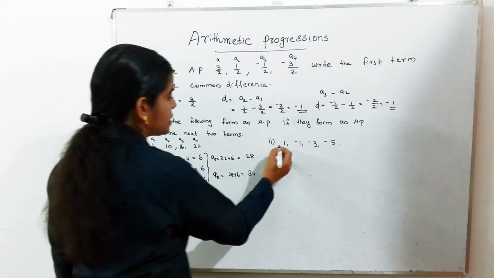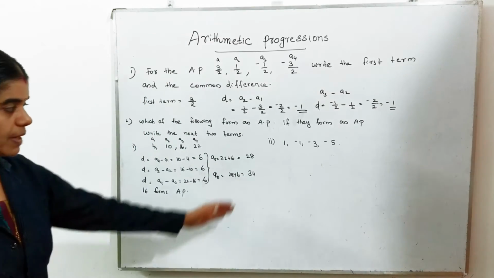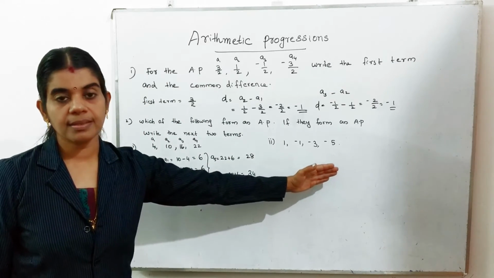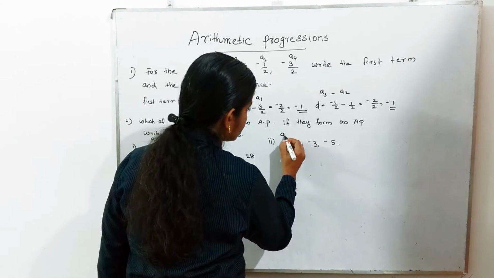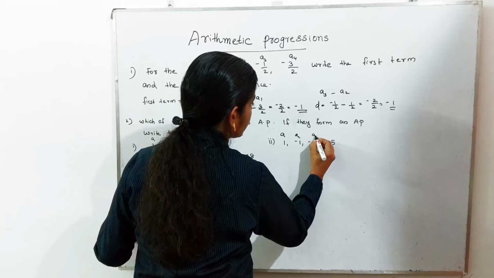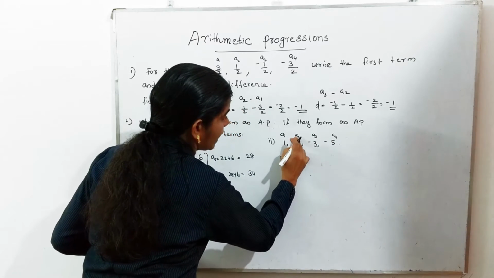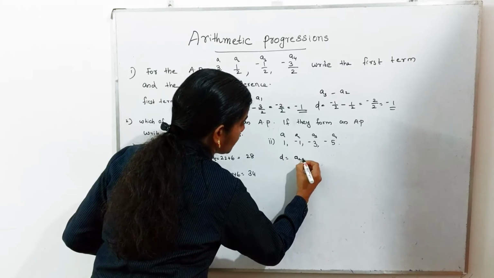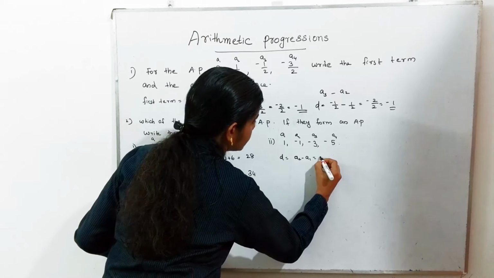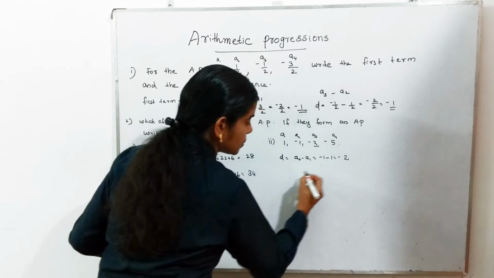Next question. This is the given list of numbers. You want to check whether this forms an AP or not. Again, if you want, you can mark these A1, A2, A3 and A4. Then D is equal to A2 minus A1. That is minus 1 minus 1, that's equal to minus 2.